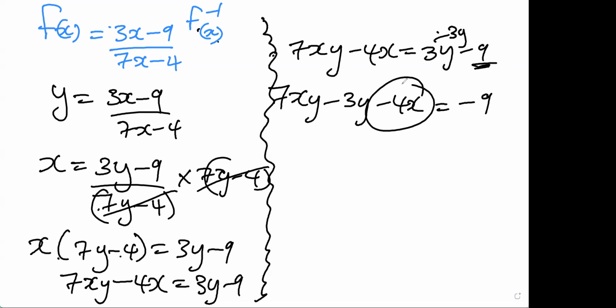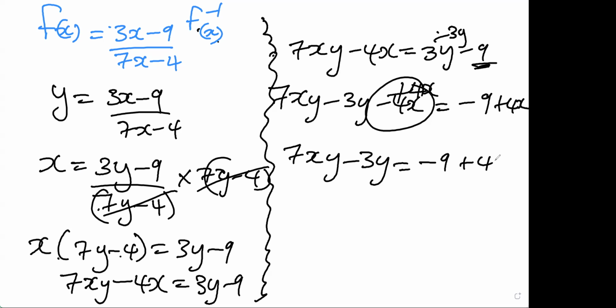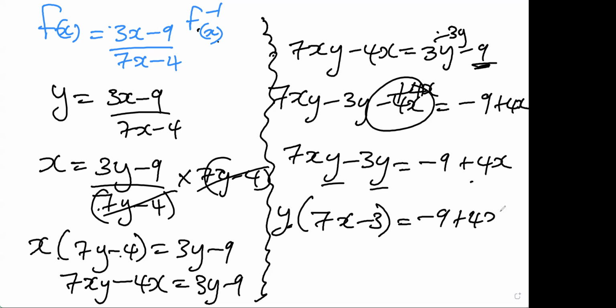This is minus 4x, so this should have been plus 4x. A few persons put back minus. That was a major issue. So this should have been plus. Alright, and then factor out the y. Y into that leaves 7x. Y into that leaves negative 3. The final step, divide by 7x minus 3. Anything we do to one side, we do to the next side.